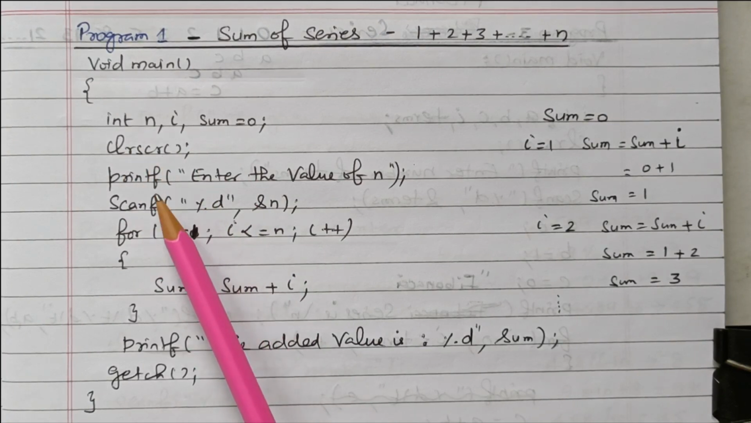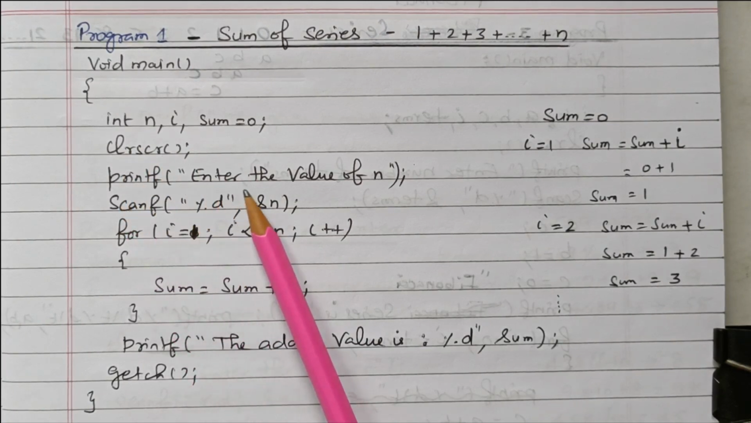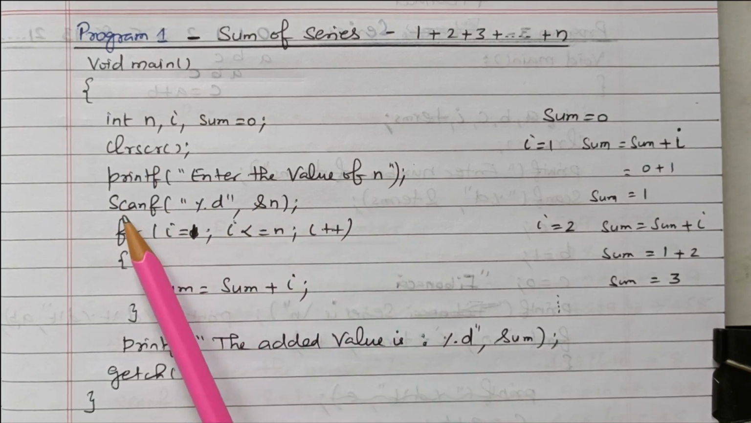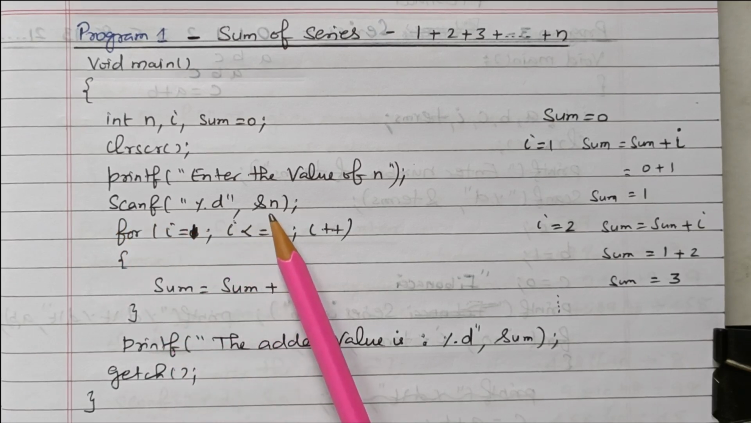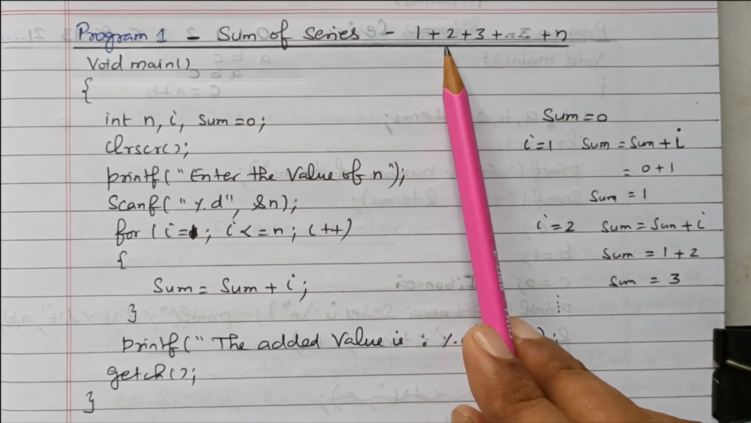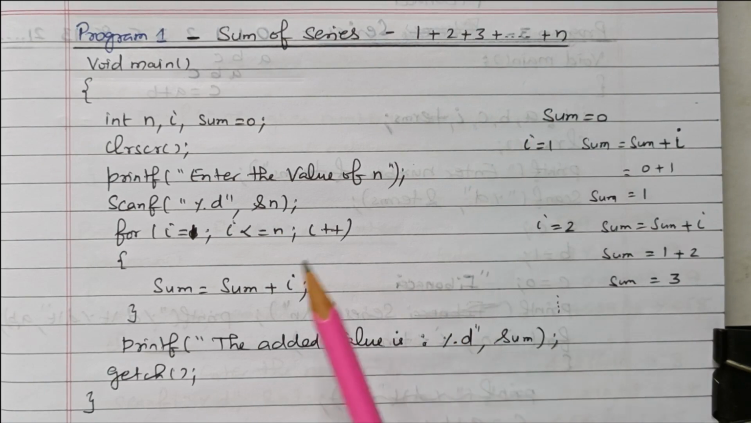After clear screen, we ask the user to enter the value of n. We need the value of n, right? So the user will enter the n value. Using scanf, we can scan the n value, with the address of n. The user-entered n value is stored in the variable n, right? Now how do we create the series 1 plus 2 plus 3 up to n? Using the for loop.